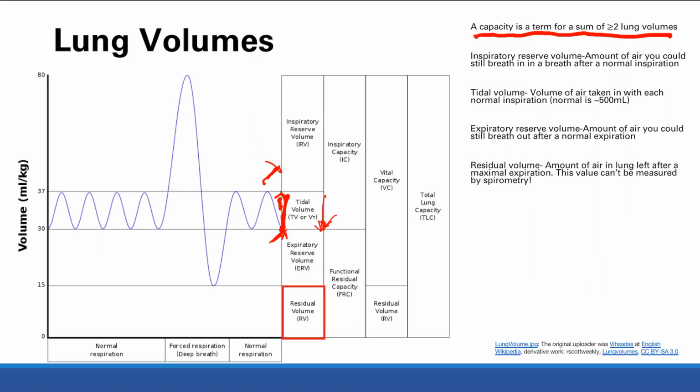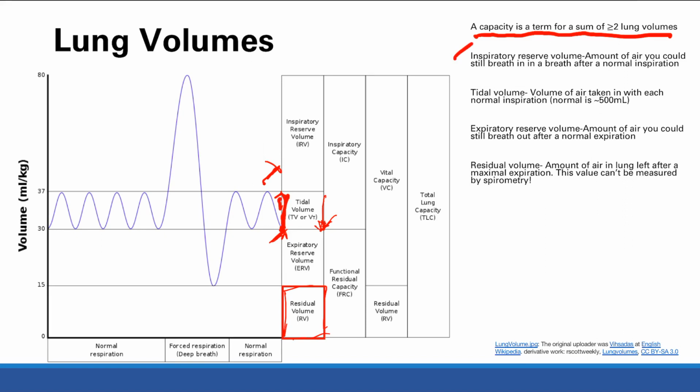Finally, you have your residual volume. This is the amount of air left in your lungs after a maximal expiration, okay? So even if you push as hard as you can, there's going to be some air left in your lungs. This is called the residual volume. Note that you can't measure this value through spirometry.